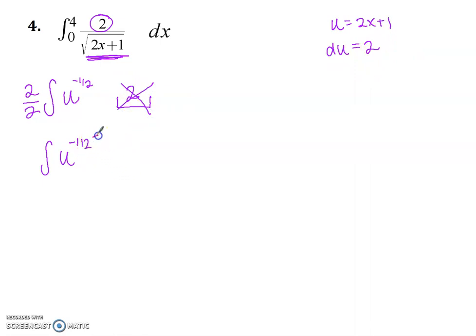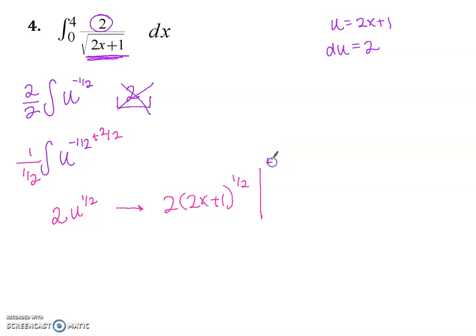So now we're going to do our power rule. I'm going to add 1, so plus 2 over 2. I'm going to take this 1 that's on the outside and divide it by my new exponent, which is 1/2. So that's going to be 2 u to the positive 1/2. And then I'm just going to put the 2x plus 1 back into the problem.